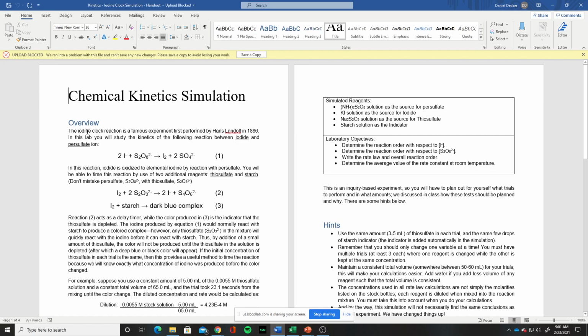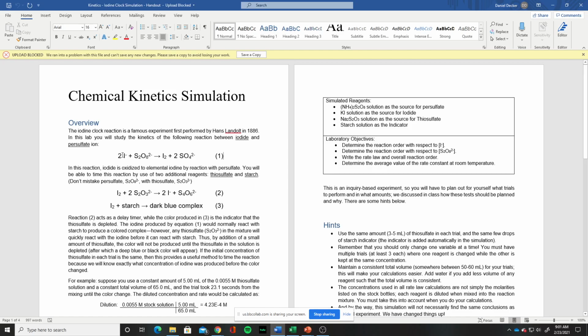So the iodine clock reaction is a famous experiment first performed by Hans Landolt. I have no idea if I'm pronouncing that correctly, back in the 1800s. In this lab, we will study the kinetics of this reaction, which is between iodide and persulfate. So iodide is the anion form of iodine. I'm going to try to be very clear in my pronunciation because it is very easy to get those mixed up, and we will have both of them in this reaction.